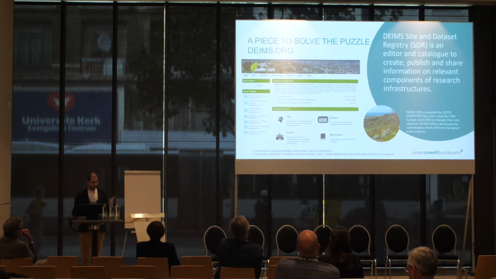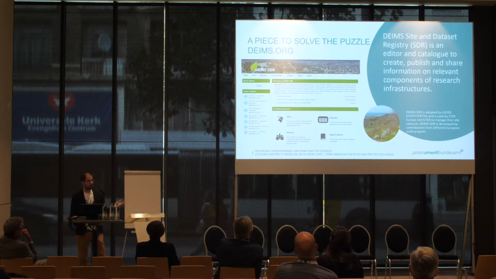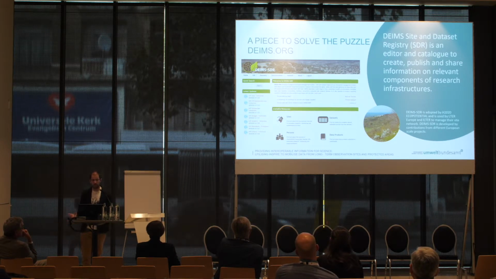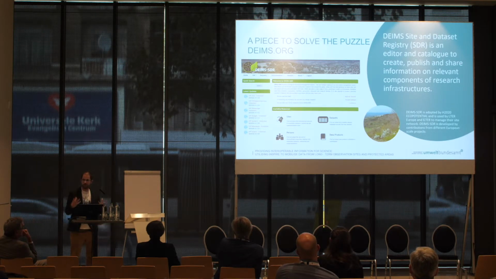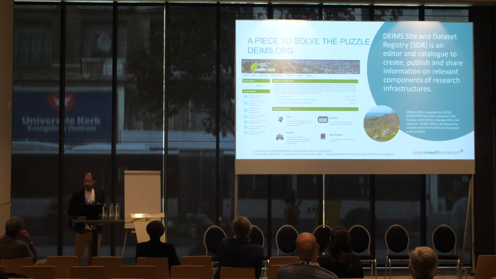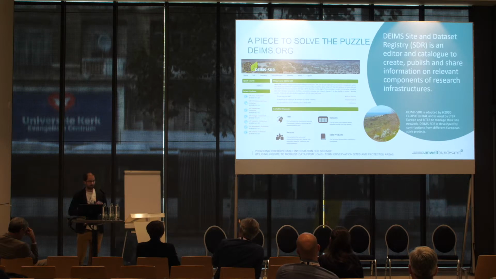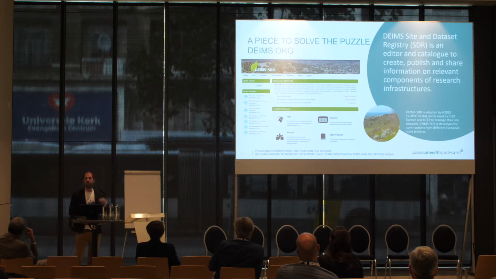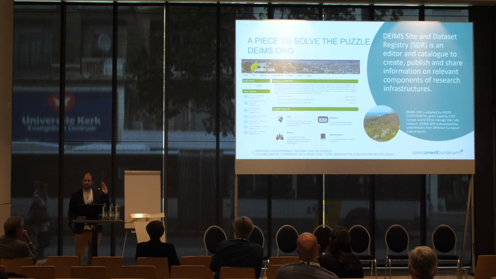So what we did, a piece to solving the puzzle, is dimes.org. That's a service that we developed, and we started developing that a couple of years ago. It's basically a site registry. It's more than just a site registry. So if you research sites that carry out all forms of ecological research, like forest ecology, you can describe your research site. You describe the infrastructure that you have. You describe the ecosystem type. You describe the soil type. You describe the entire context information that I already explained to you before.